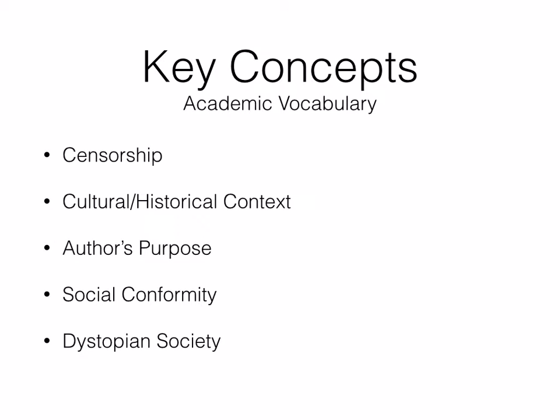These goals will cover 5 key concepts or academic vocabulary, if you will: censorship, cultural historical context, author's purpose, social conformity, and dystopian society.